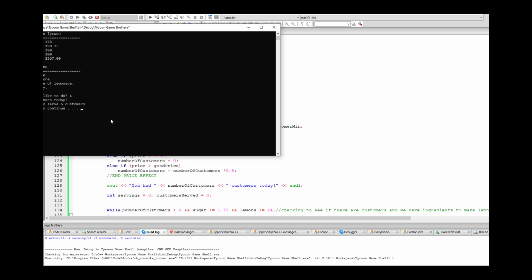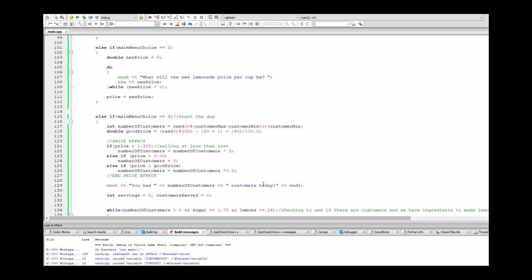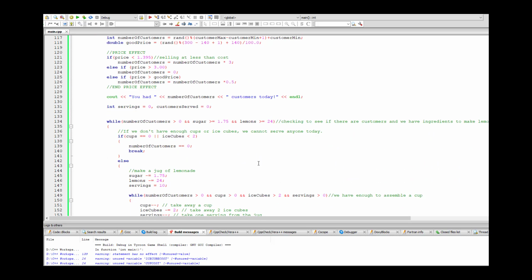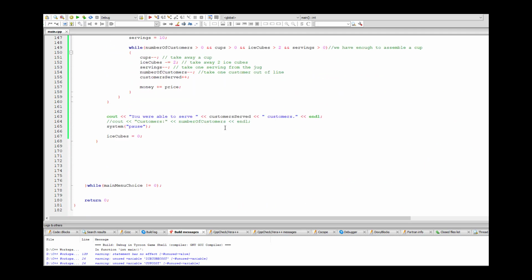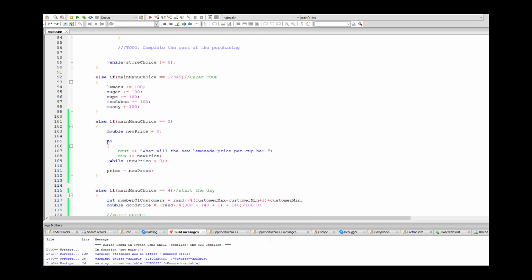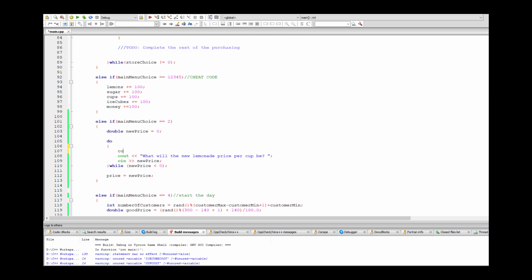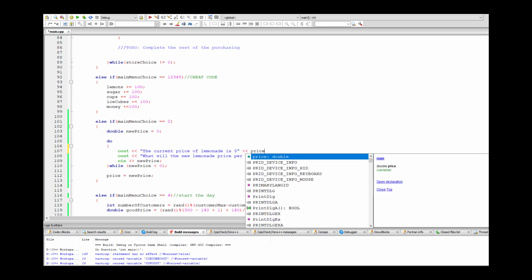6 customers, so 270 is 16.20. So I should make 283.20. That's where my money should go. Yep, there we go. Our money and everything is working now, so we are good to go for setting the price. The only thing I would change is here: I would say the current price of lemonade is, and then put the price, so they can see what the old price was.